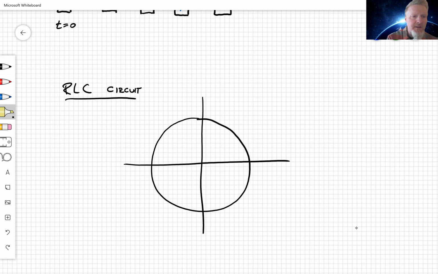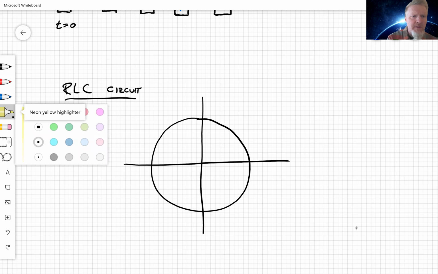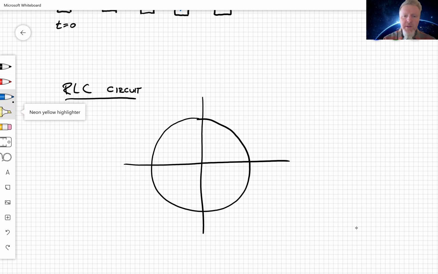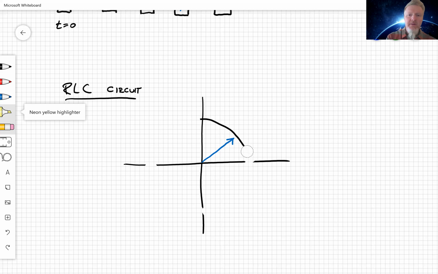Can I stop with the neon yellow highlighter here? Can I do something different with that? No, it doesn't look like it. All right, so I'm going to do blue. So blue will be, say, the voltage of the resistor. Let's say that's here. You know what? I don't want to do this with a circle. Okay, sorry. Can I start all over? I don't want to do this with a circle, because I'm going to have voltages of different sizes, and it's going to get kind of confusing.